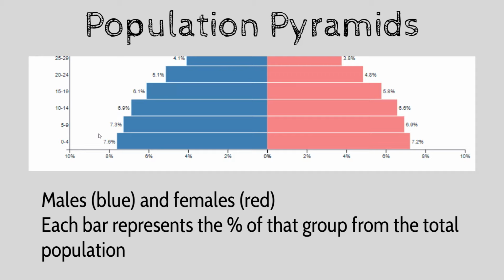Also, if you look, this is the percentage of the total population. What this says is 7.6% of all Afghani citizens are going to be males between the range of 0 and 4. 7.2% of all Afghanis are going to be females between the age of 0 and 4. Collectively, we're looking at almost 15% of the Afghani population being age 0 to 4. That's what this data is showing us right now. But there's a lot more here.